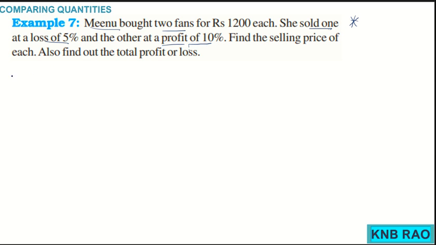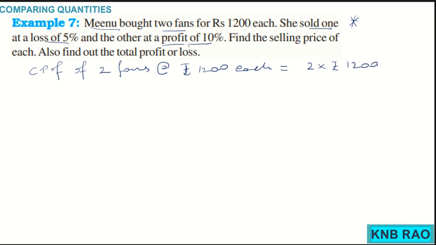So, you have to have 2 different cases. Here, cost price of 2 fans being rupees 1200 each gives us 2 into 1200, that is rupees 2400. So, this we call total cost price, but there is a difference in the selling of each fan.